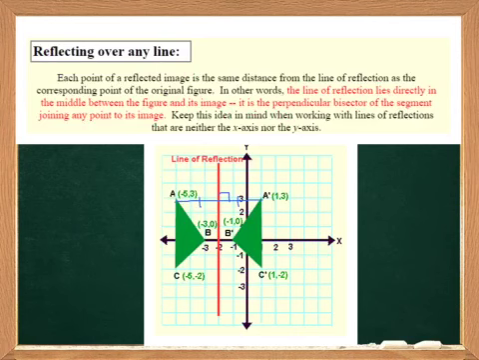Keep this idea in mind when working with lines of reflection that are neither the x-axis, nor the y-axis, nor y equals x or y equals -x. So those four rules you should have memorized. But in any case, if they say the line of reflection is x equals -2, all you have to do is make sure that it's bisecting the line that connects the points. So A to A prime, this is 3 units long, and this is 3 units long. C to C prime, here we have 3 units, 3 units. And B to B prime, 1 unit and 1 unit.